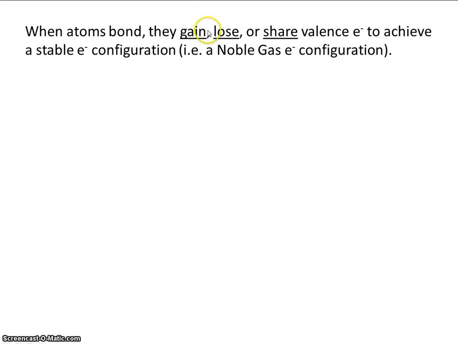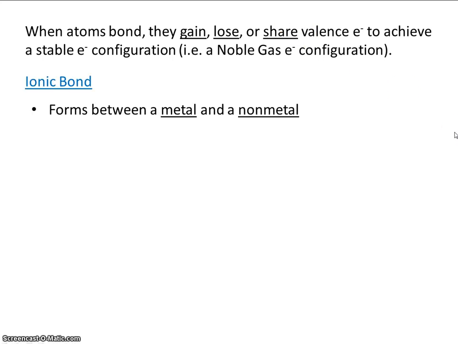The atoms that tend to gain electrons are nonmetals. The atoms that tend to lose electrons are metals. And atoms that share electrons, well, this often occurs between two nonmetals. Let's look at ionic bonding first. Ionic bonding forms between a metal and a nonmetal.